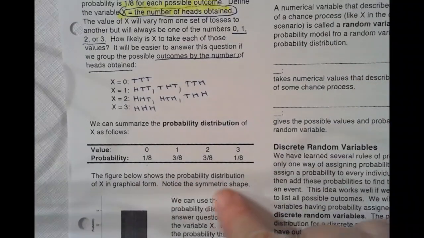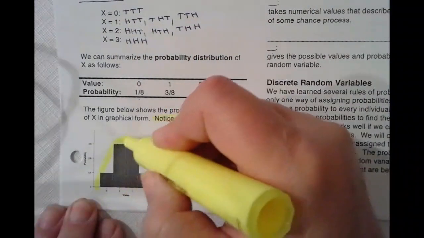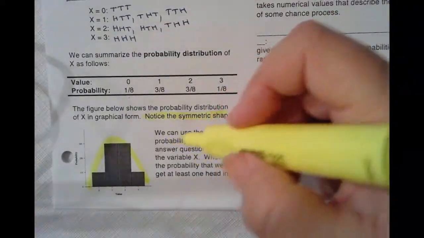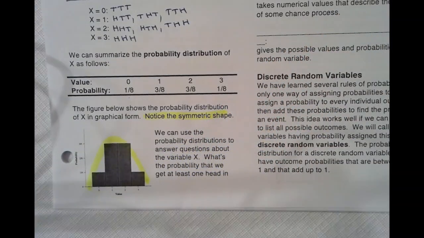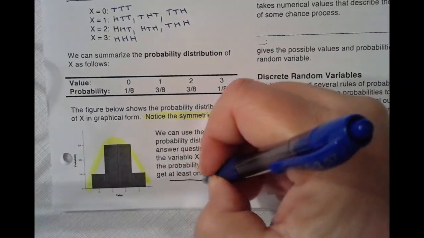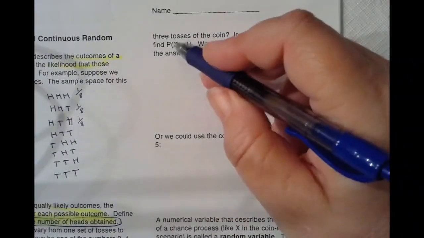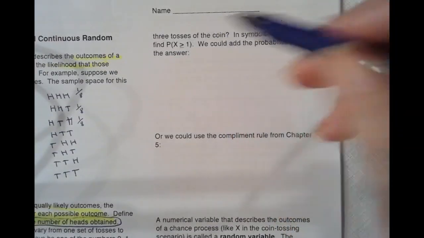The figure below shows the probability distribution in graphical form, and notice the symmetrical shape. If I take my pencil and draw the line, I will notice the symmetrical shape. We can use the probability distribution to answer questions about the variable x. What is the probability that we get at least 1 head in 3 tosses of the coin? In symbols, we want to find the probability x is greater than or equal to 1.